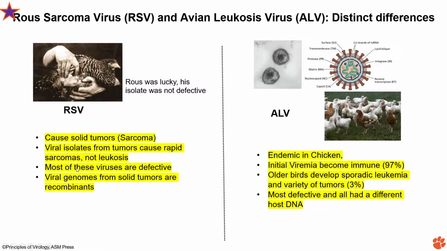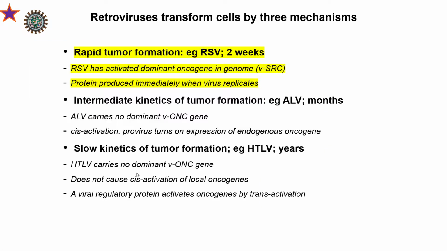Very different. So that's one of the major differences between them. And here it actually shows right here. So rapid tumor formation with the RSV, not as a separate question, but just the extension of that. RSV has activated the dominant oncogene in the V-SRC, and the protein is produced immediately when the virus replicates, that's basically an oncoprotein. And here, this is for the ALV. I should have highlighted this one as well. No dominant V-onc gene, and it's basically the cis activation, expression of endogenous oncogenes.